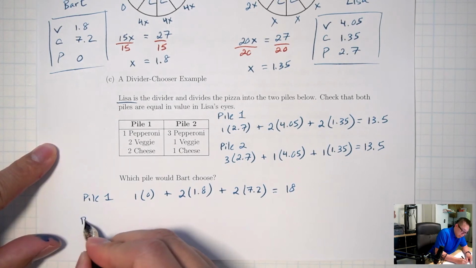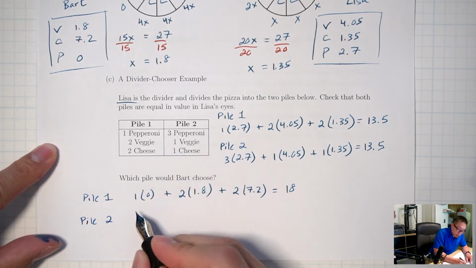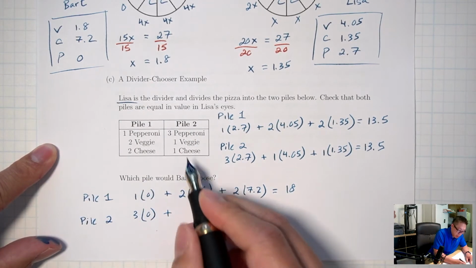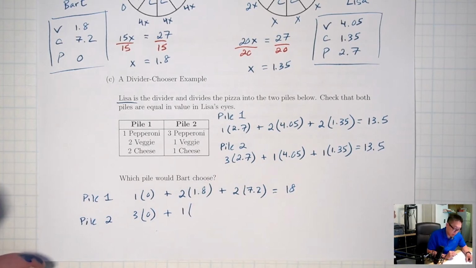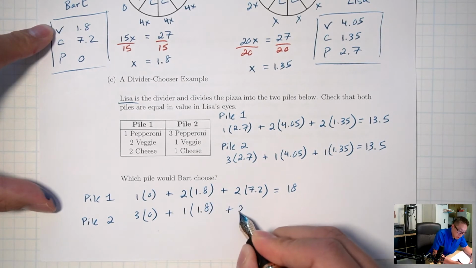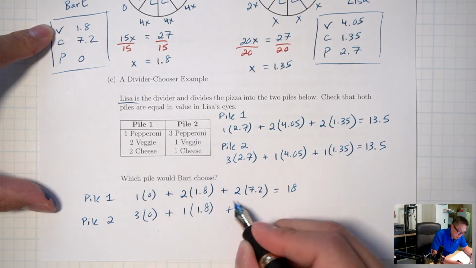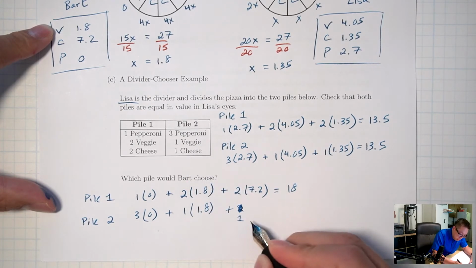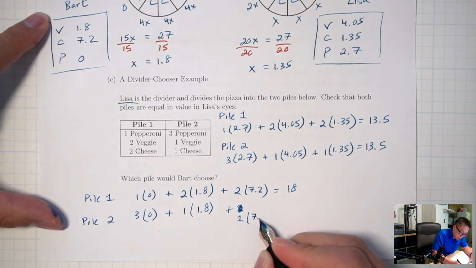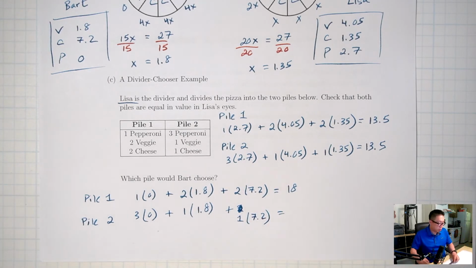Pile 2. 3 pepperoni, so 3 times the value of pepperoni for Bart, which is 0, plus 1 veggie, so 1 times the value of a veggie for Bart, which was 1.8, plus 1 cheese, 1 times the value of a cheese for Bart, which is 7.2. So 3 times 0, plus 1 times 1.8, plus 1 times 7.2. 9.